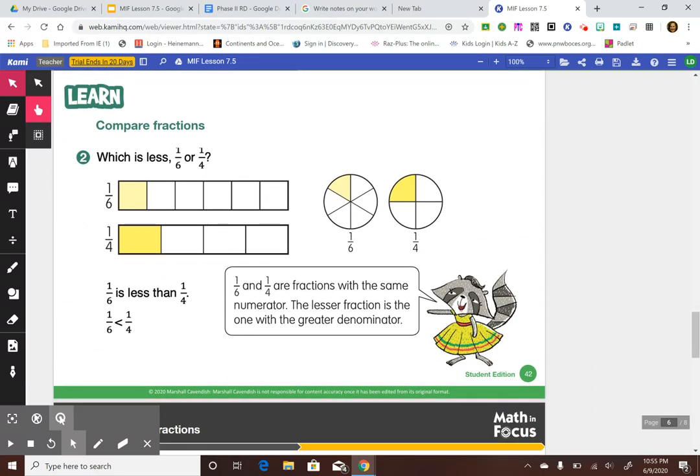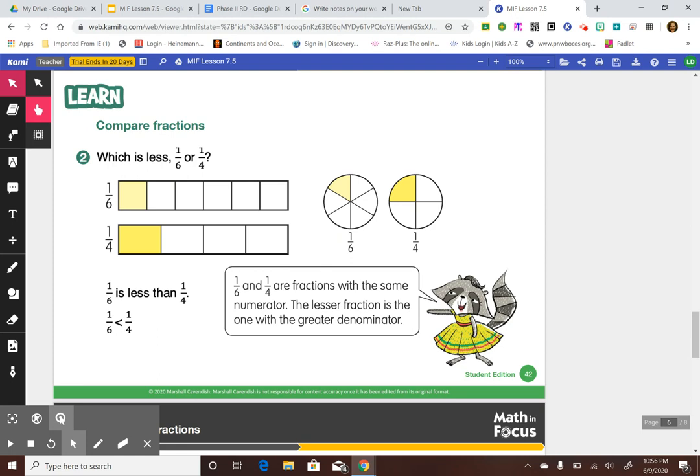Take a look at these fractions. These fractions have the same numerator but different denominators. Which is less, 1/6 or 1/4? These are the models here. This is the bar model, circle models over here. Take a look. 1/6 and 1/4.